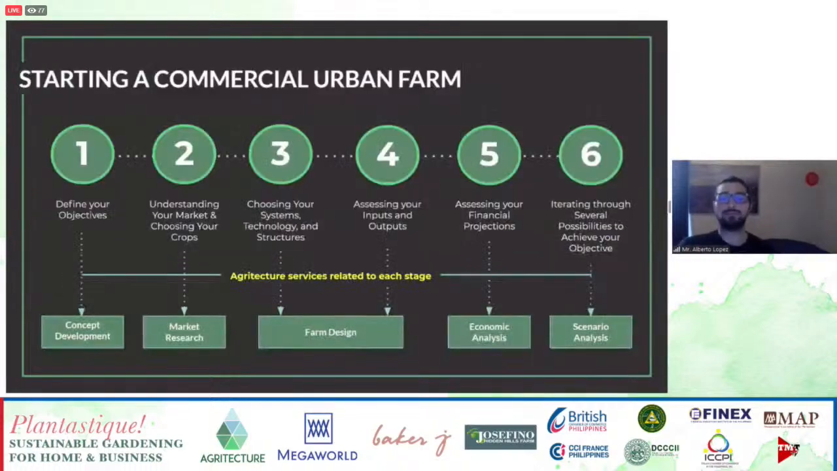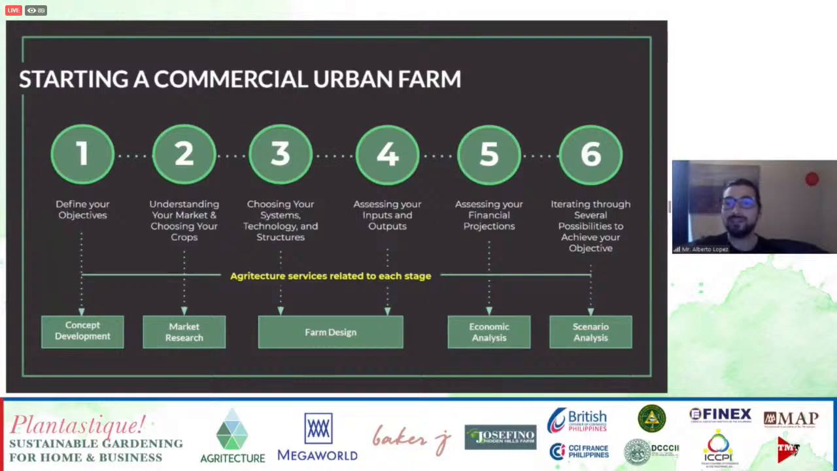So that was a brief introduction of what we do. And now we go to what we consider are the steps for starting a vertical farm. To develop a commercial urban farm, you have to start by defining your objectives. The identification of these objectives will make it easy to stay on track in your plan.